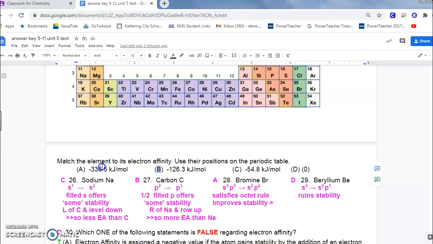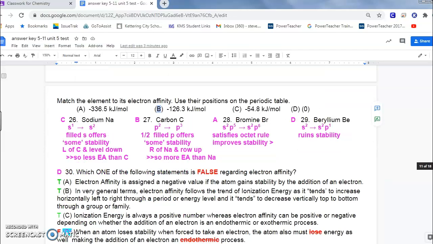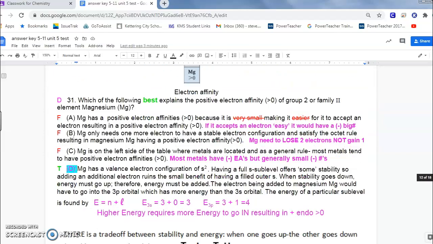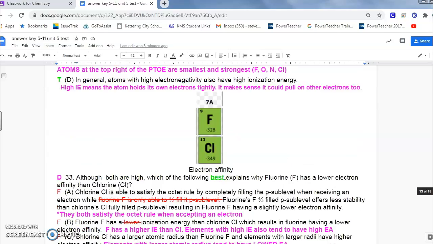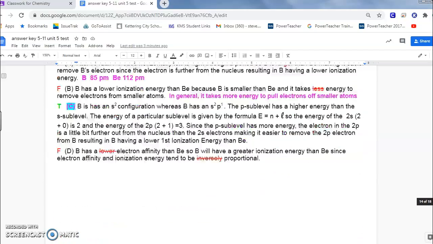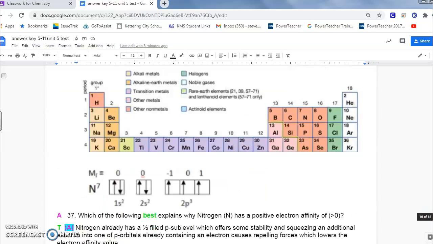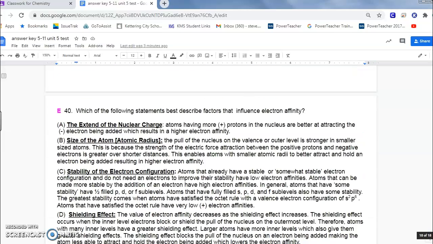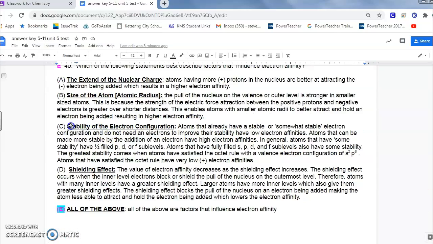Now, who would want 1 more, sodium or beryllium? If sodium gets 1 more, it's s1, it becomes s2, we could fill the s. We learned in our rules that a half-filled p, d, and f or a completely filled s, p, d, f offers some stability in the factors that contribute to electronegativity. In fact, we look at a question coming up a little bit later on the test. It's the very last question on the test. Which factors influence electronegativity? Factor 3. In this case, letter C.